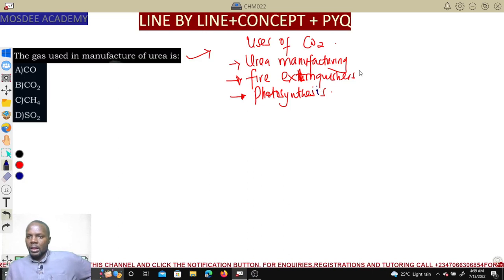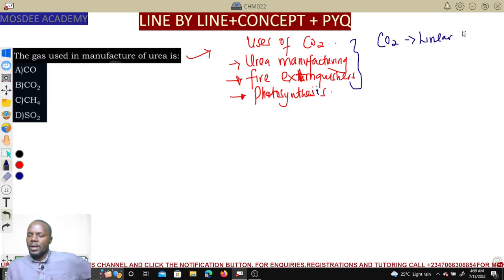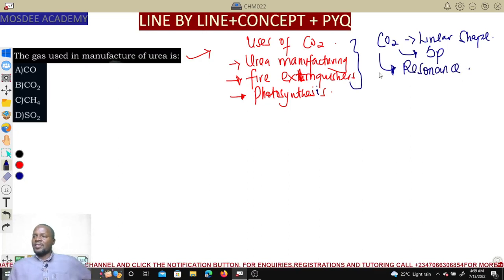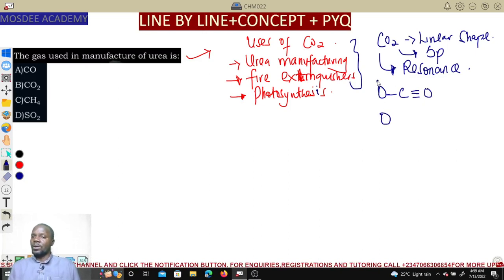So the carbon dioxide also has a linear shape. Please note that when it is linear, you know the hybridization is sp. Then it forms what, resonance structure. You can actually draw it in three different forms. So guys, under my topic of VSEPR, you can learn more about that. You can talk about the bond pairs. Here I'm talking about 1, 2, 3, 4, 5, 6.